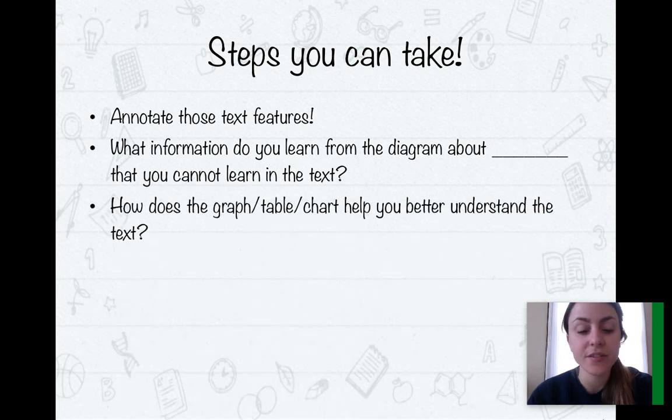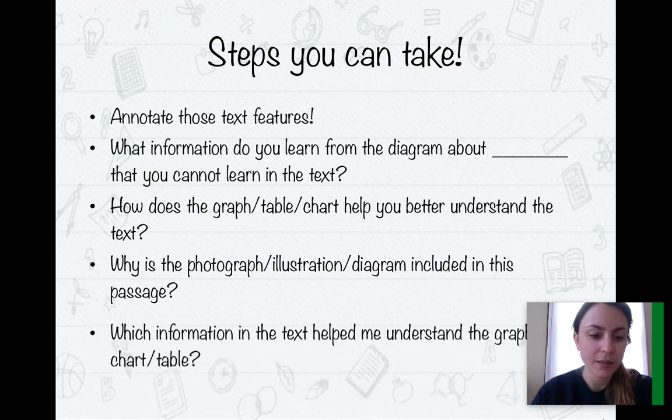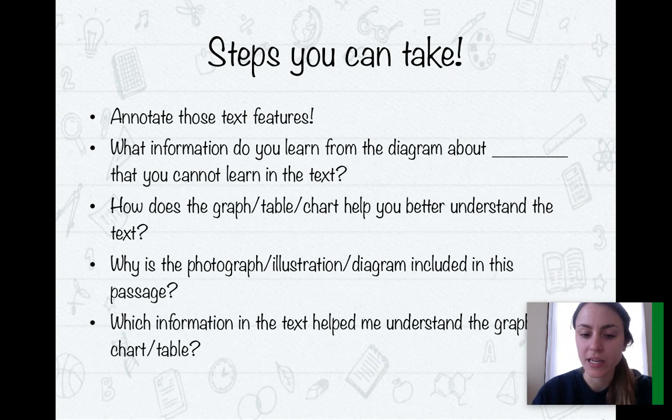How does the graph, table, or chart help you better understand the text? Why is the photograph, illustration, or diagram included in this passage? Why would the author include this here? How does it support my understanding? And which information in the text helps me understand the graph, chart, or table?